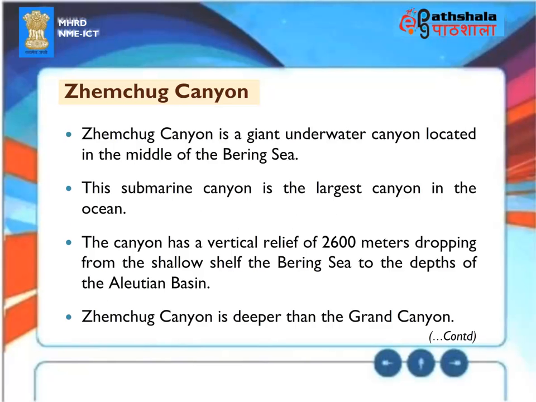Zhemchug Canyon. Zhemchug Canyon is a giant underwater canyon located in the middle of the Bering Sea. This submarine canyon is the largest canyon in the ocean. The canyon has a vertical relief of 2,600 meters, dropping from the shallow shelf of the Bering Sea to the depths of the Aleutian Basin. Zhemchug Canyon is deeper than the Grand Canyon.